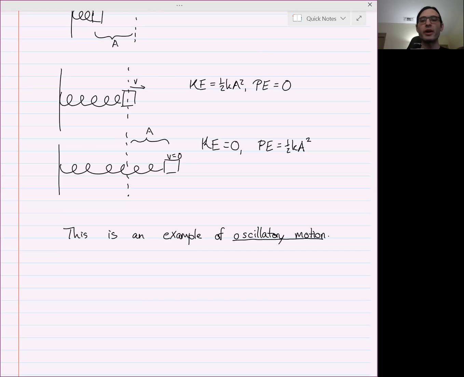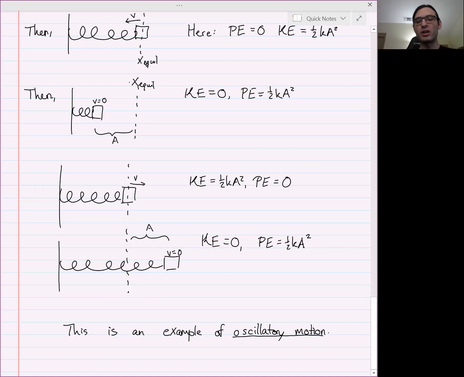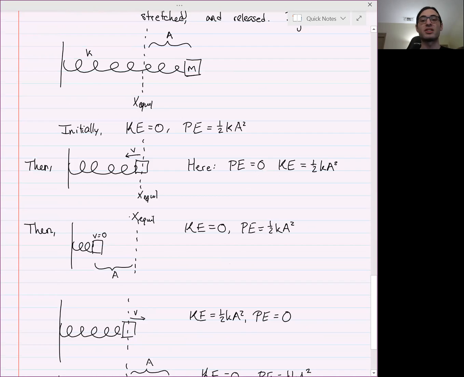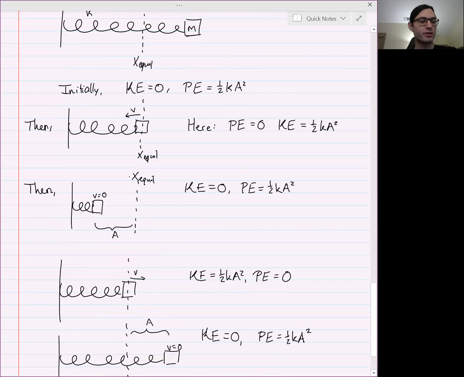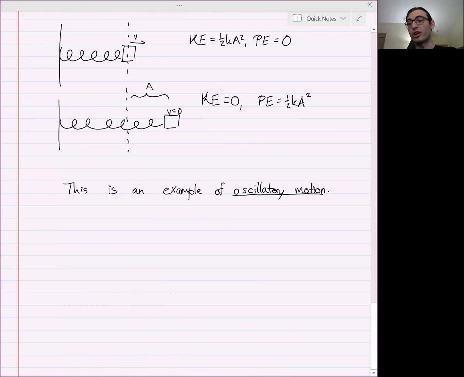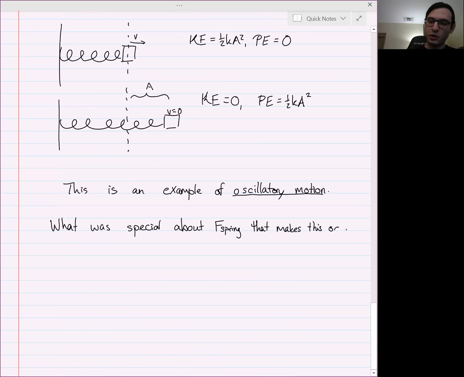So the question is what was it about the elastic force, because keep in mind the only force that was present here was the elastic force, that made it so that it undergoes oscillatory motion? So we can actually answer that question.